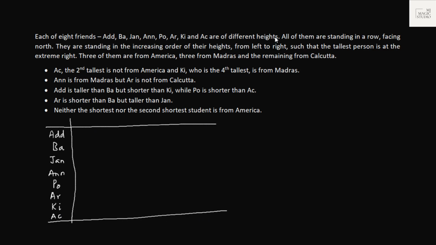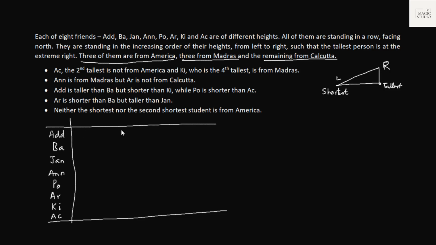Are of different heights. All of them are standing in a row facing north. They are standing in the increasing order of their heights, from left to right, such that the tallest person is at the extreme right. Tallest here and the shortest here. 3 of them are from America, 3 from Madras, and the remaining 2 are from Kolkata or Calcutta. 3 plus 3 plus 2, 8.